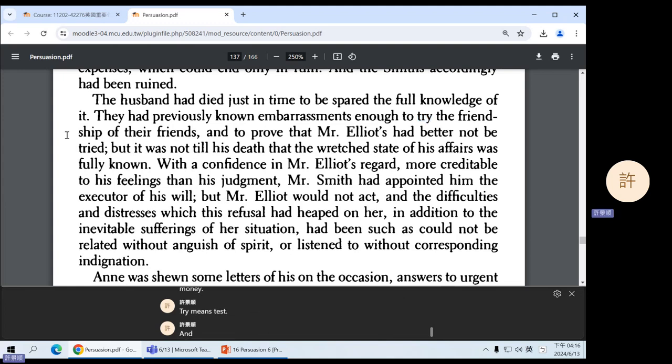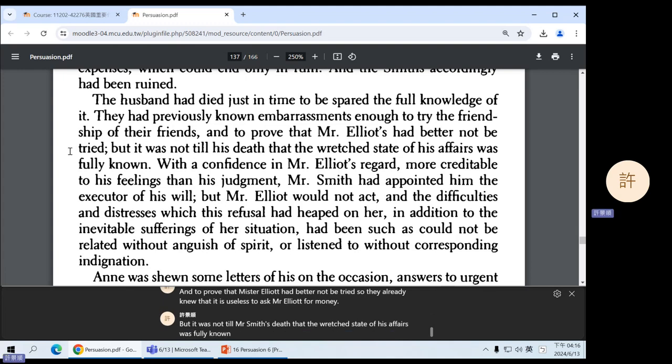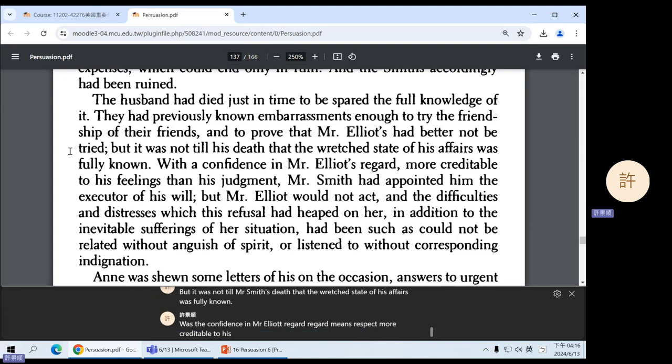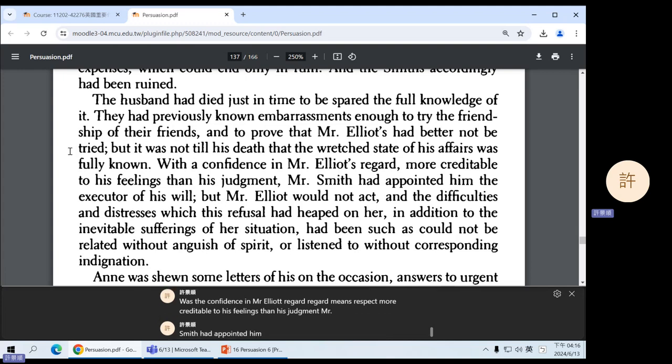And to prove that Mr. Elliot's had better not be tried. So they already knew that it is useless to ask Mr. Elliot for money. But it was not till Mr. Smith's death that the wretched state of his affairs was fully known. With a confidence in Mr. Elliot's regard, means respect, more creditable to his feelings than his judgment, Mr. Smith had appointed him the executor of his will.